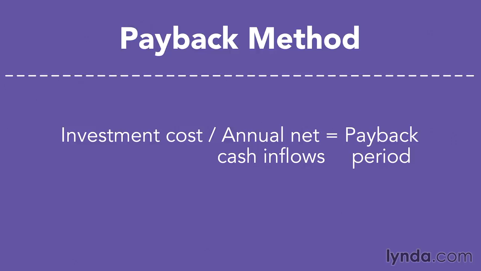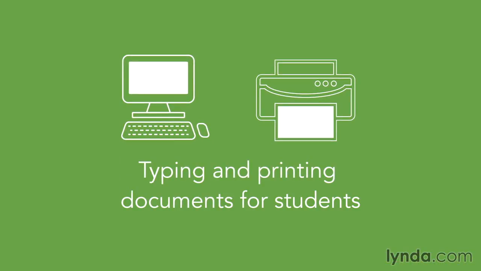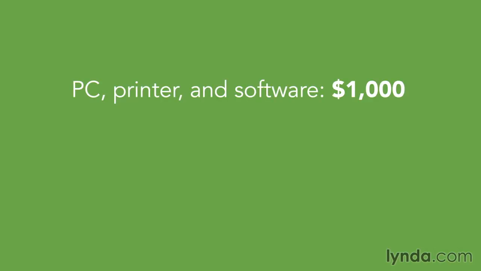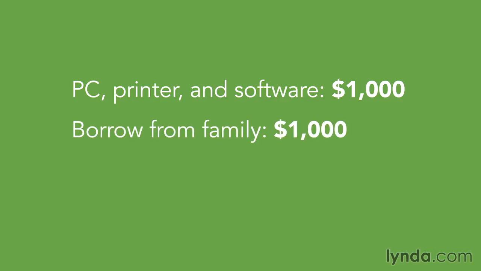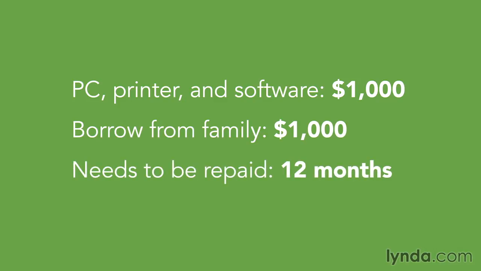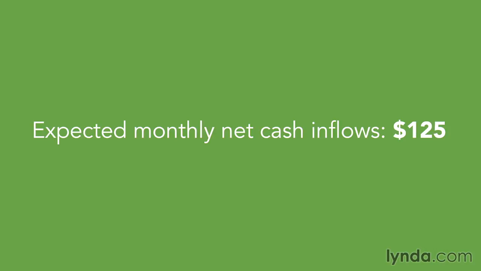To illustrate the payback method, consider that you are trying to decide whether to purchase a personal computer, printer, and software for typing and printing essays and term papers for students. A reasonably good PC, printer, and appropriate software will cost a total of about $1,000. Let's assume, for simplicity's sake, that you can borrow the $1,000 from a family member who requires no interest but needs to be repaid at the end of 12 months. You expect to make $125 a month after paying for supplies and other related expenses.